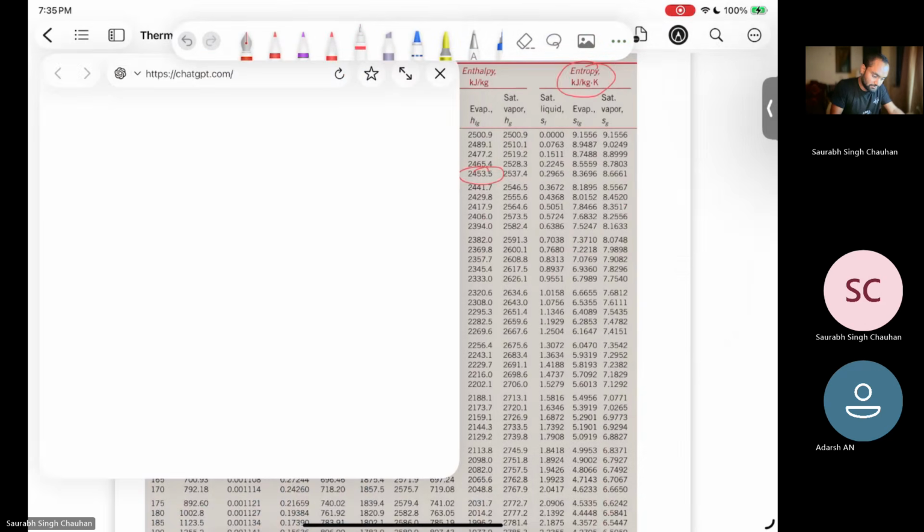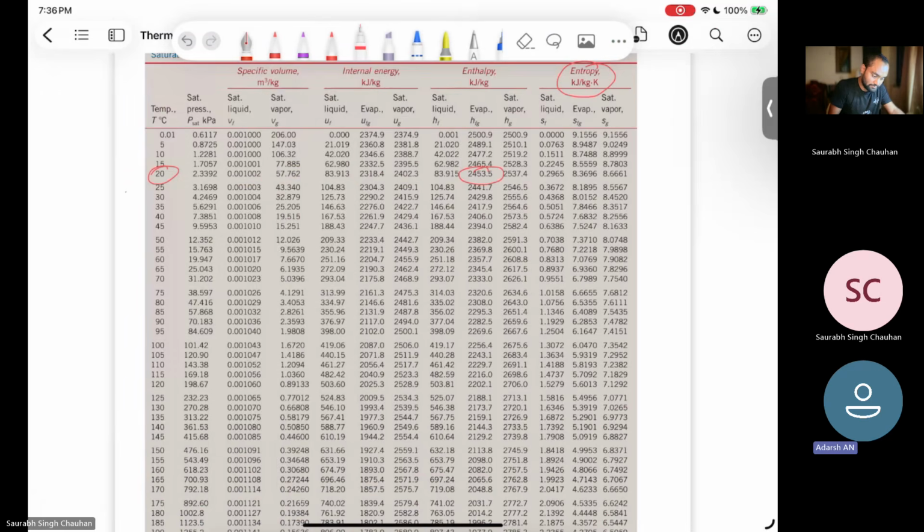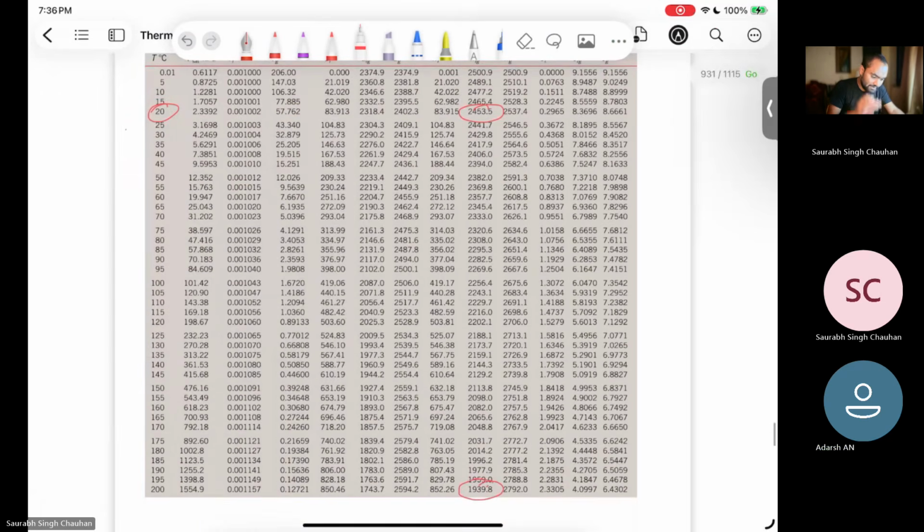Yeah, but roughly 20% is changing now. See, from 20 degrees Celsius, if you are changing it up to 50 degrees Celsius, it is changing from 2453 to 2382. But if you are changing it just from 20 to 25 or 30, then it is not much change, right? Yes. It is not much change.